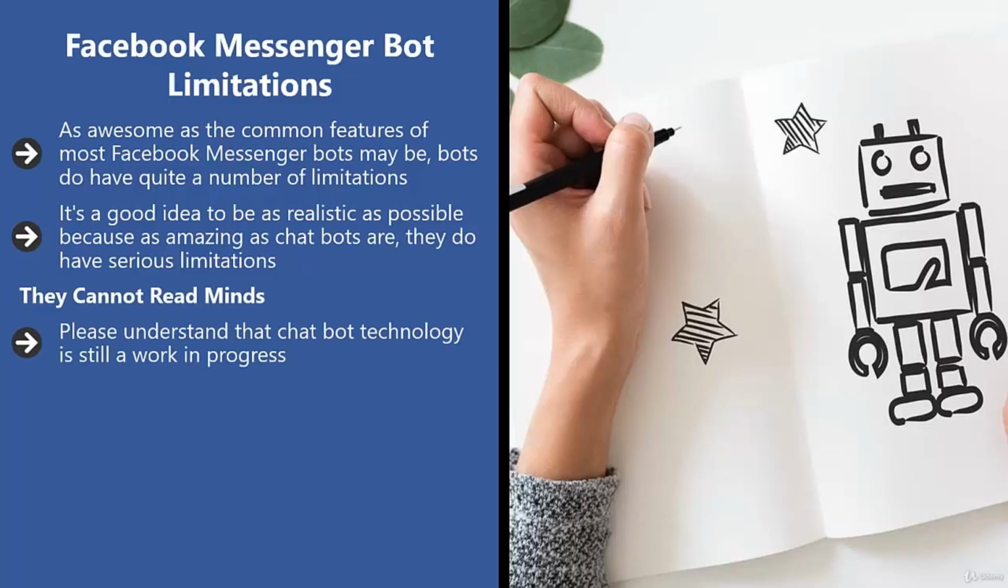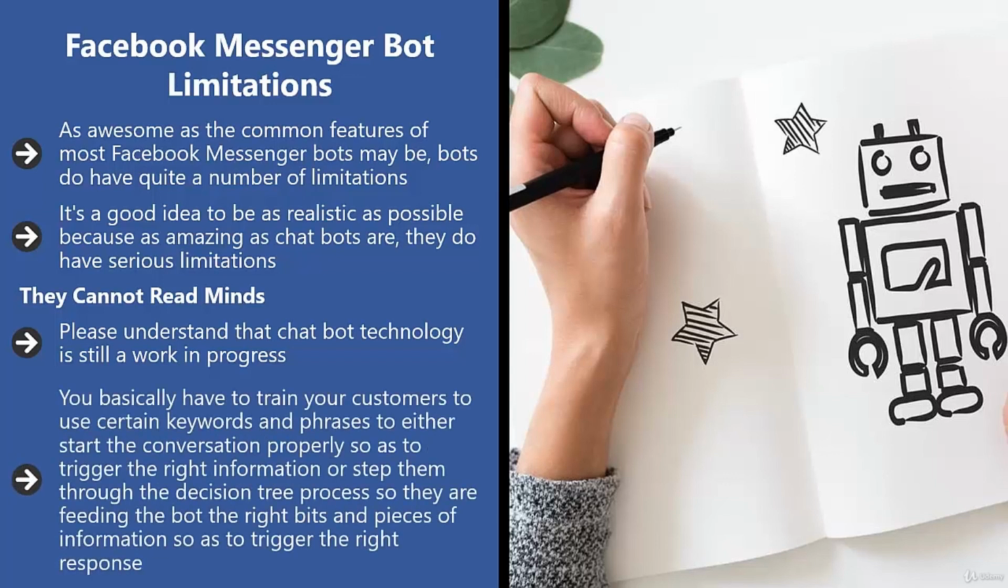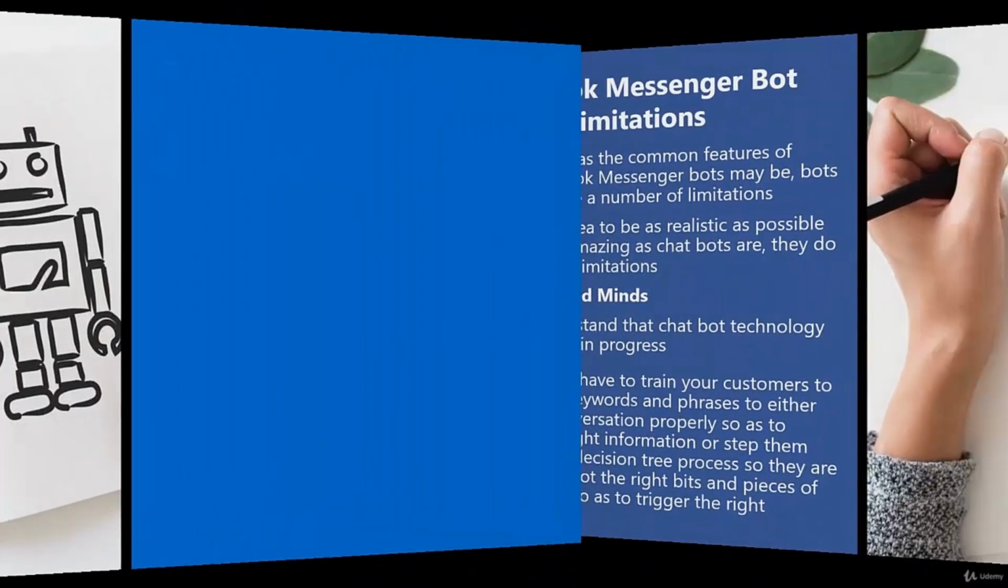Please understand that chatbot technology is still a work in progress. We haven't reached the point yet where you can post an ambiguous word and automatically expect the bot to know what you're talking about. You basically have to train your customers to use certain keywords and phrases to either start the conversation properly so as to trigger the right information, or step them through the decision tree process so they are feeding the bot the right bits and pieces of information so as to trigger the right response. This can be quite clunky and awkward depending on how long the decision tree is and how many alternative pieces of information are possible with each branch of the logic tree.